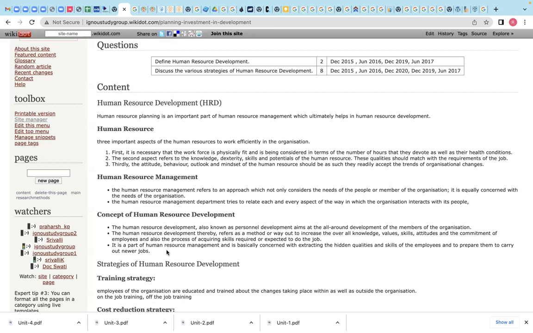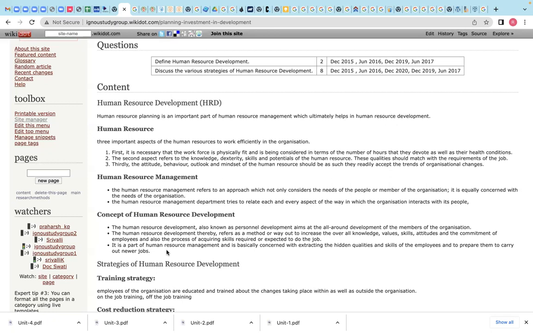So now, going into HR management, right? HR management refers to an approach which not only considers the needs of the people and members of the organization, but is equally concerned with the needs of the organization. So it matches and manages the needs of the people, and also makes sure that the overall organization is meeting its needs. It interacts with every people-related aspect which an organization requires. So that is human resource management.